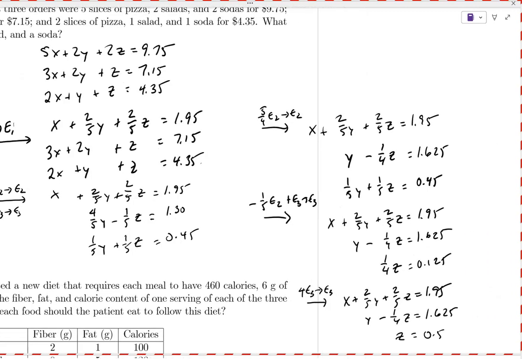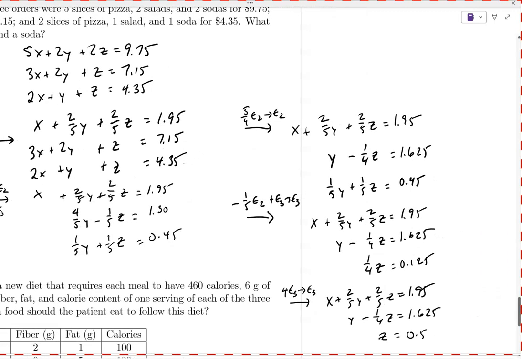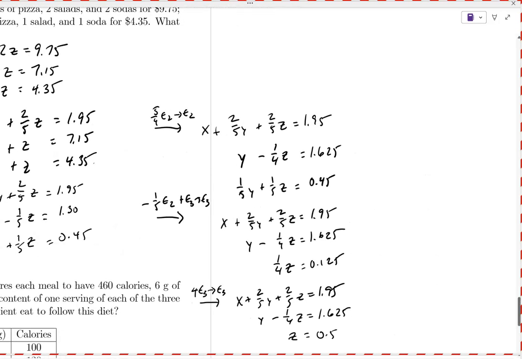Okay. This is now triangular, right? I got a 1x in my first equation, a 1y in my second equation, a 1z in my third equation. This is now triangular, yes? Okay. So now we work backward with that back substitution. So, back substitution.